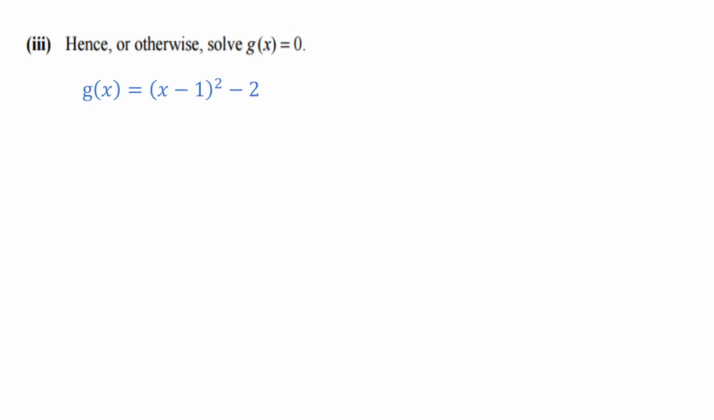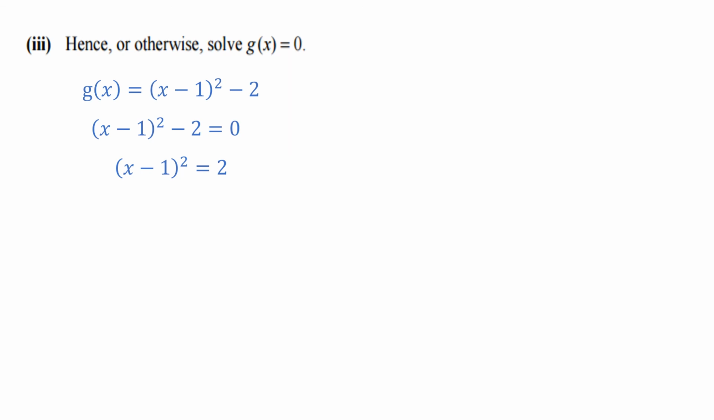So let's work through how we can use this completing the square form to very quickly and easily get the roots. Because remember, that's what solving is. So I'm going to let this g of x equal 0. Then I'm going to add 2 to both sides, which gives me x minus 1 squared equals 2.